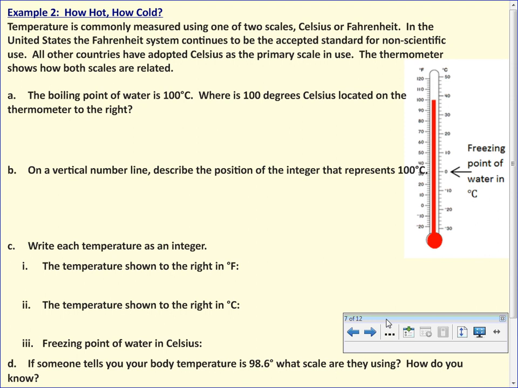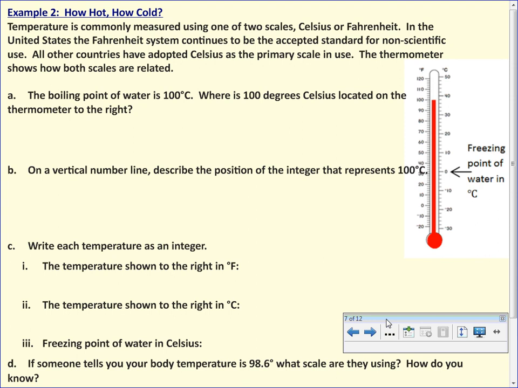Temperature is commonly measured using one of two scales, Celsius and Fahrenheit. In the United States, the Fahrenheit system continues to be the accepted standard for non-scientific use. All other countries have adopted Celsius as the primary scale in use. The thermometer shows how both scales are related. So let's take a look at this thermometer. The boiling point of water is 100 degrees Celsius.